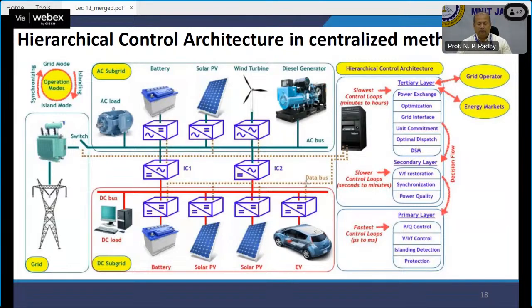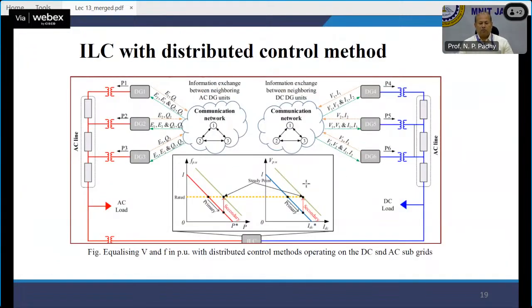So first, the grid operator, energy market, power exchange, whatever you like: balancing how much energy, unit commitment, economic dispatch, demand side management, everything you do at 15 minutes, 20 minutes. You have decided, very good. Now we move to the secondary layer, where we handle power quality, synchronization, restoration. And finally the primary, the fastest one: PQ control, islanding detection, protection, and coordination will be possible. So if you see ILC with distributed control methods, it is very interesting.